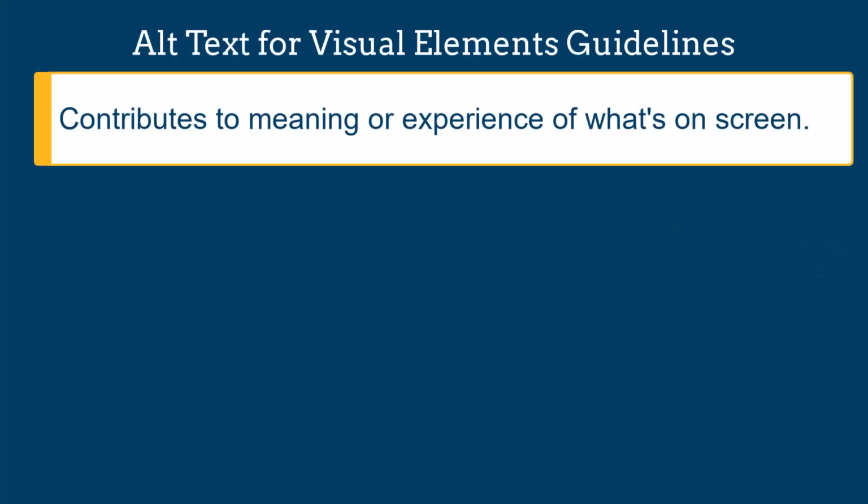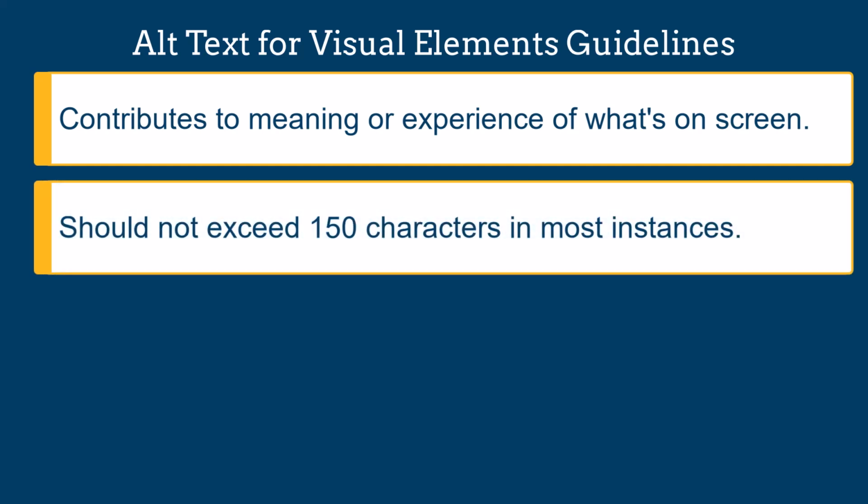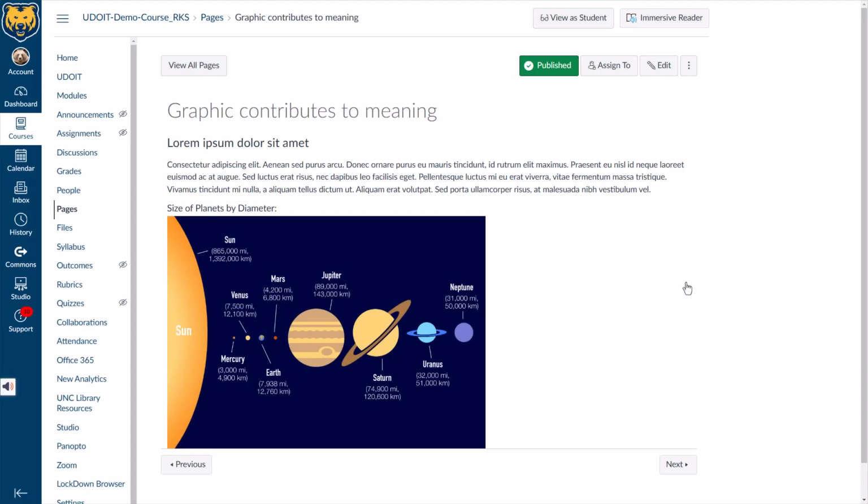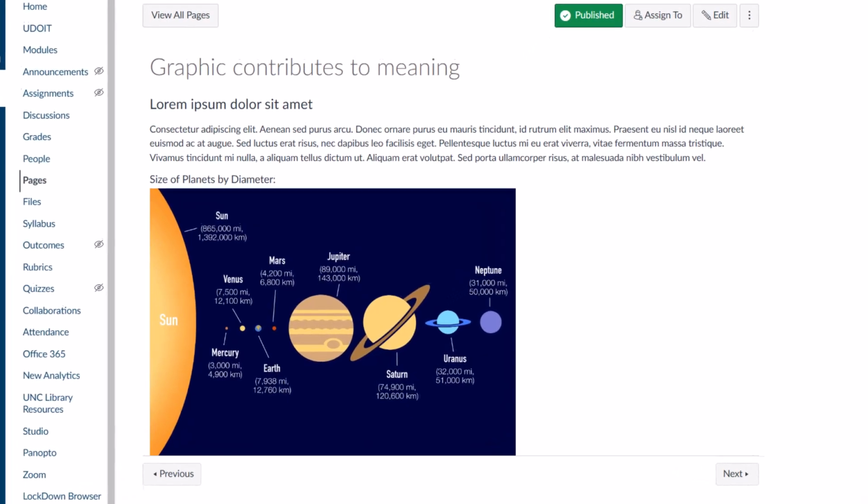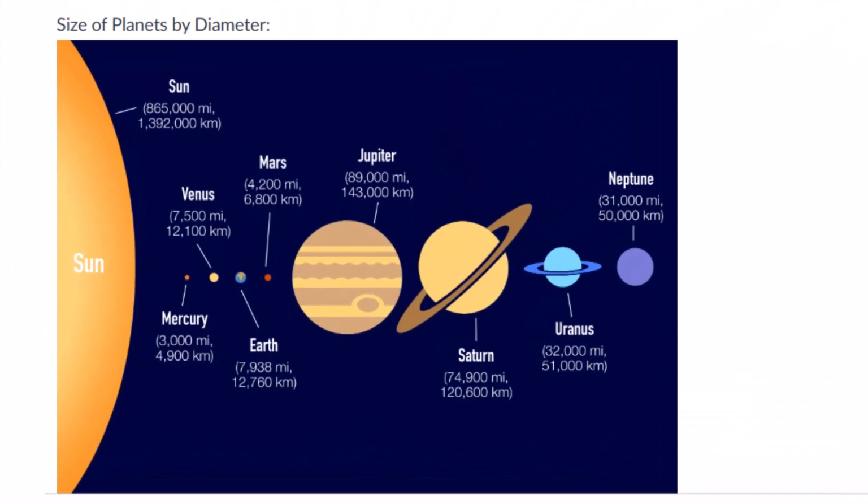Another important consideration for alt tags is that they should not exceed 150 characters. So here's an example of a graphic with a lot of details. It would be impossible to describe every detail on this graphic in less than 150 characters. And while there are special alt text rules for graphics that require a long description, for the purpose of this demonstration, we are going to focus on keeping alt text less than 150 characters.